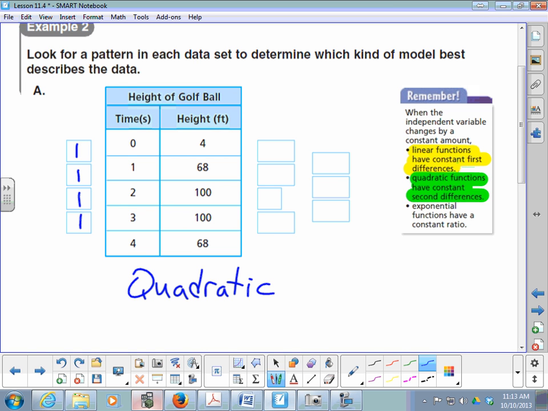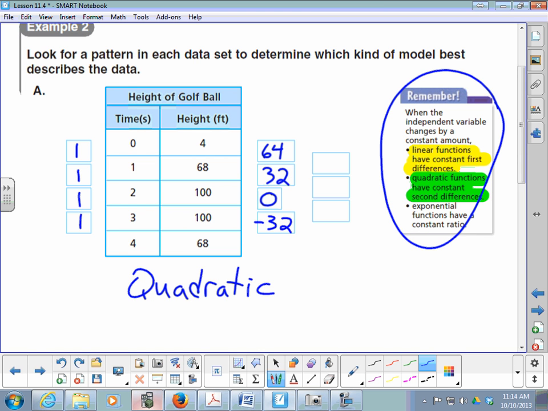Now, when we're talking about using the differences like we mentioned over here, the differences mean I'm going to take the next number and subtract the previous. So what's 68 minus 4? 64. So my first difference here is 64. 100 minus 68? 32. 100 minus 100? 0. Good job. And 68 minus 100? Negative 32. All right, so we're good there.